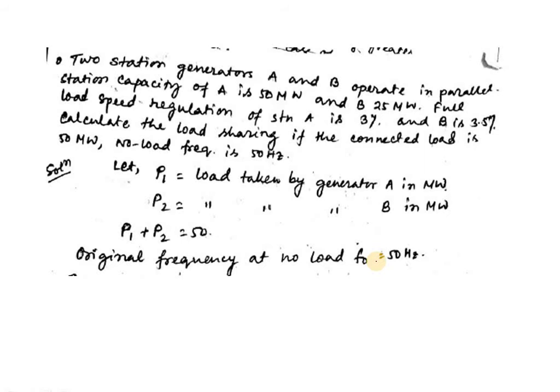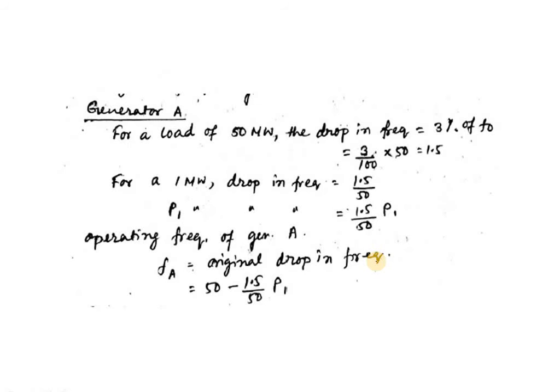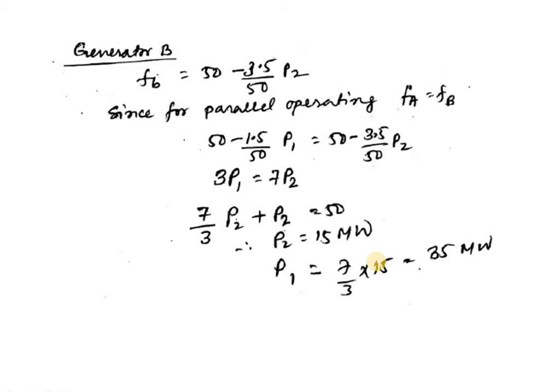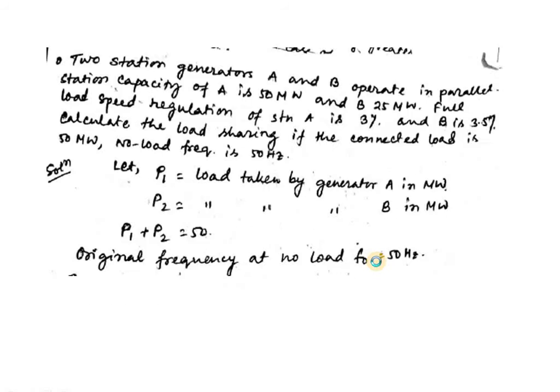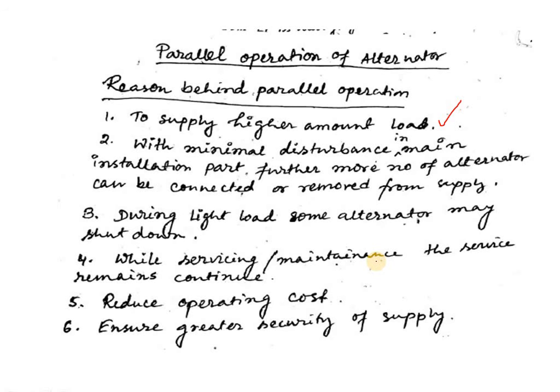So, in this problem we have seen that alternators A and B have been operated in parallel, and their capacities are also given, that is 50 and 25. Taking those points, we have calculated all these values, and the operating frequency for generator A and generator B is separately calculated. Then from there we have calculated the sharing value of 35 megawatt for alternator A and 15 megawatt for alternator B.